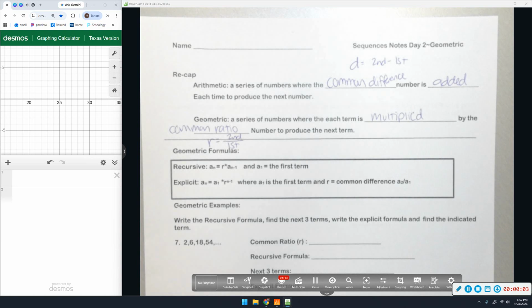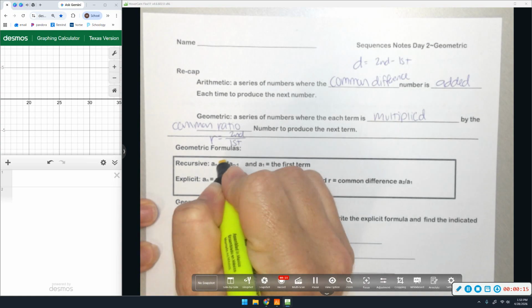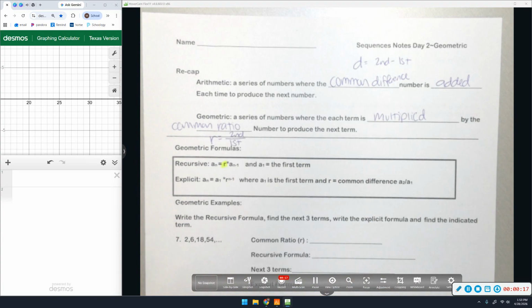Okay, so what I want y'all to realize is different today is that yesterday we only talked about the recursive formula, yes? So that's the one where you only have to plug in R. Now today we're going to talk about the explicit formula. Do y'all remember that is the one that you can type in your calculator and find the 100th term if you want to. Okay, so we haven't learned that for geometric, but we did learn it for arithmetic.